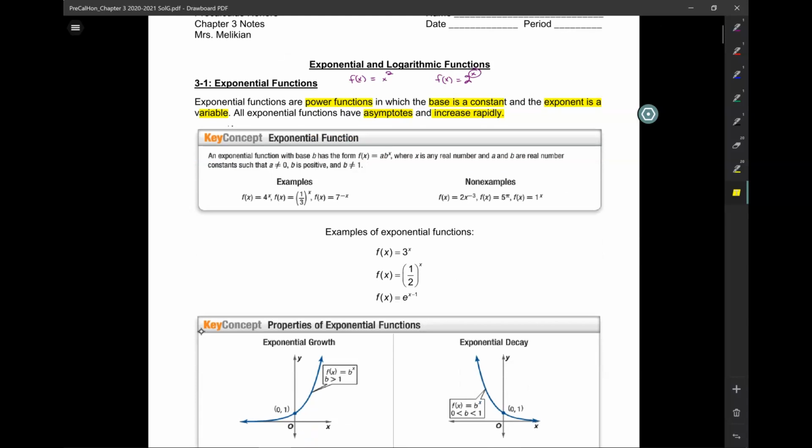What are some examples of exponential functions? As you see here, you have 3 to the x. You might have something like 1/2 to the x. There might be some constant in the front of that as well. Or it could be e to the x, e to the x minus 1, and so on.